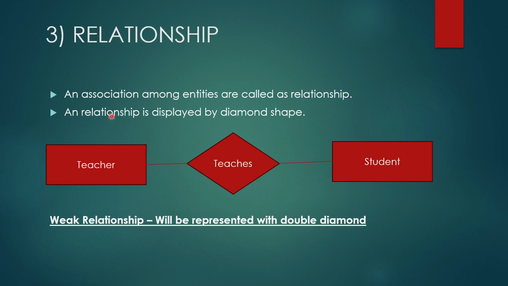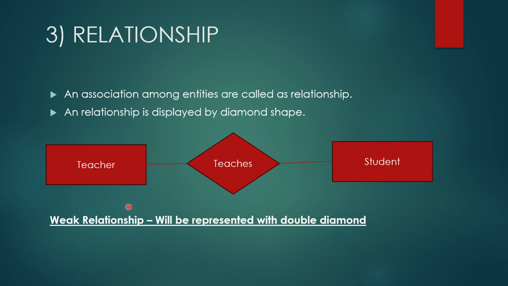A relationship, which is another important element of the ER model, is an association among entities, and a relationship is displayed by a diamond shape. Here is the example: teacher and student are entities, but what is the relationship between the teacher and student? Teacher teaches student. Similarly, teacher drives car.